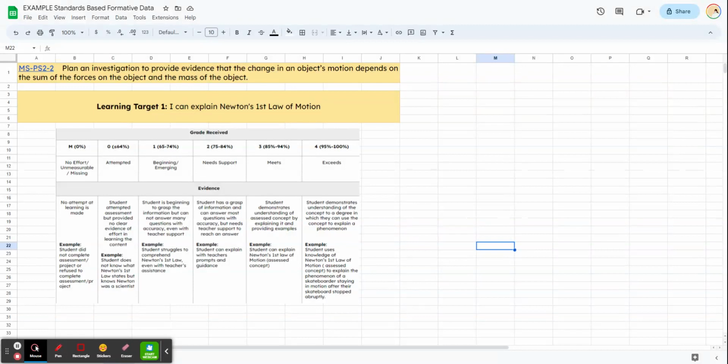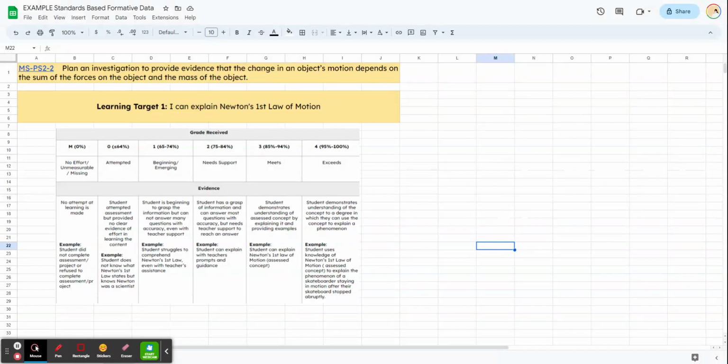learning target. For example, I have one learning target that I would want my students to meet so that I would know that they are being proficient in this standard, here is just being able to explain Newton's first law of motion. This is one of the earlier learning targets that I would teach in this unit covering this standard. And I would grade them based on their proficiency.